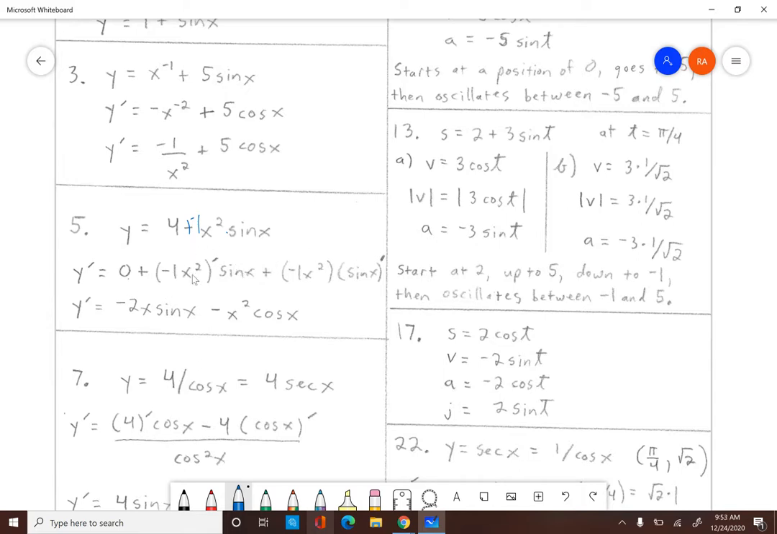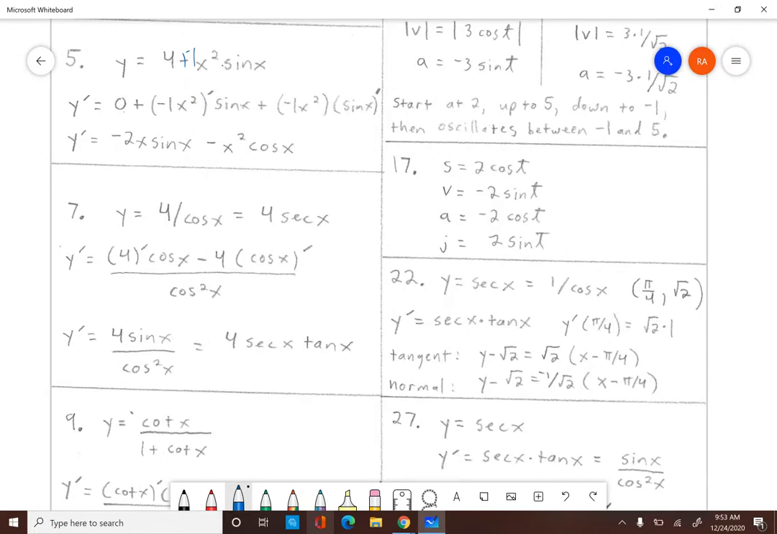So negative 1x squared derivative times sine of x plus negative 1x squared times the derivative of sine of x. So the derivative of negative 1x squared is going to be negative 2x to the 1 times sine of x. And then all of this stuck to a cosine is going to be minus x squared cosine of x. Again, setting up that product rule.